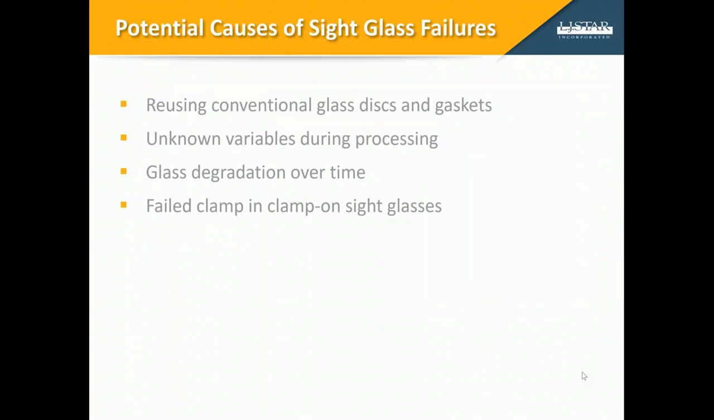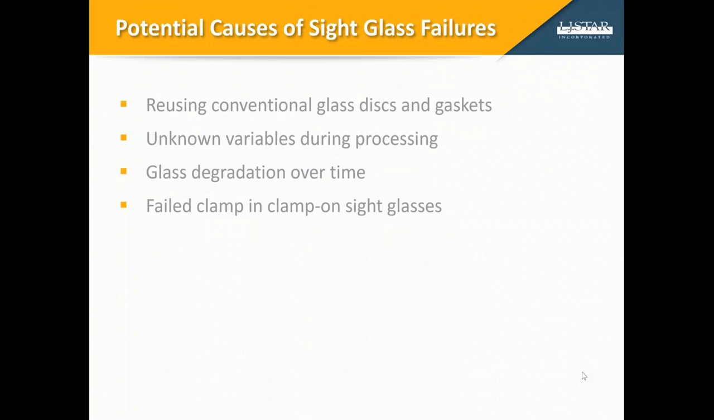Reusing conventional glass discs and gaskets during maintenance and inspection can create an unsafe situation. Both glass discs and gaskets should be replaced during maintenance. Unknown variables during processing, such as thermal shock, shadowing, and overpressurization, can also cause early failures. Glass can simply degrade over time due to corrosive chemicals or erosion from friction from the process media.